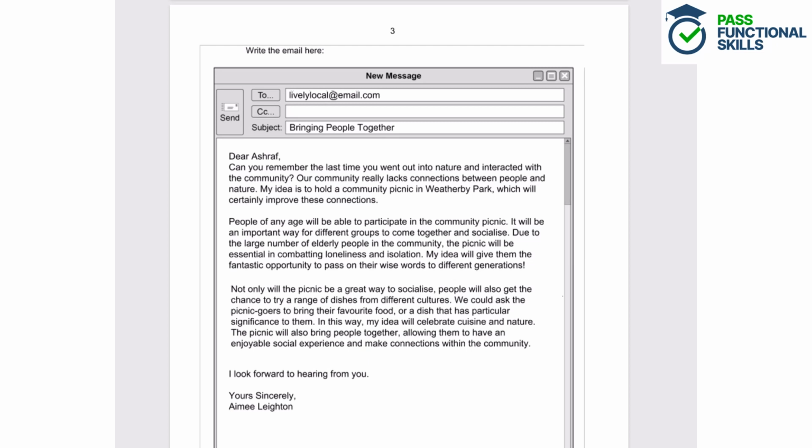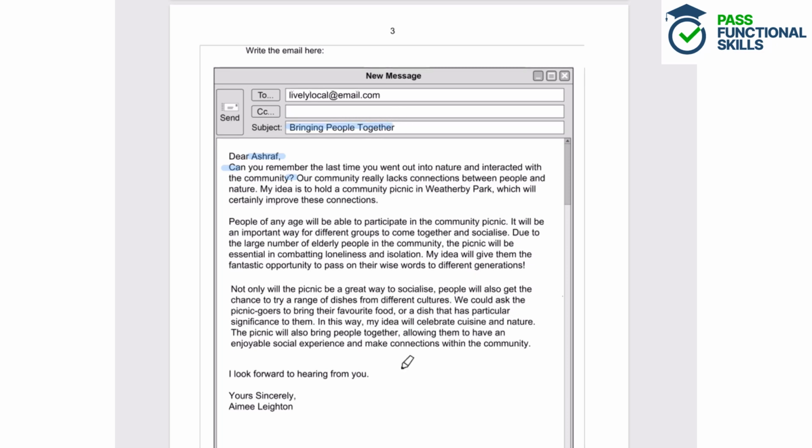And we'll start by looking at the punctuation. So each sentence in your answers needs to start with a capital letter and end with a full stop. You can also use question marks or exclamation marks at the end of your sentences if this is appropriate. So we've got capital letters and full stops at the start and end of every sentence in this answer. We also have capital letters for proper nouns. So proper nouns include things like names, so we've got Ashraf there, and we also use capital letters in titles, so bringing people together there.